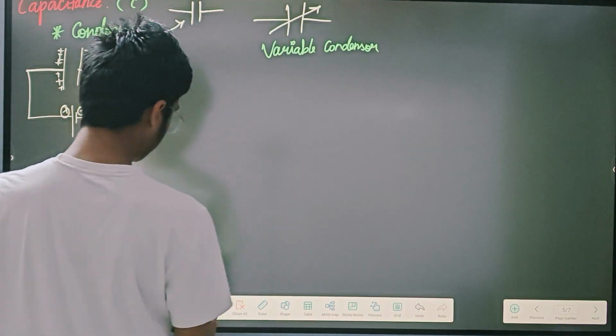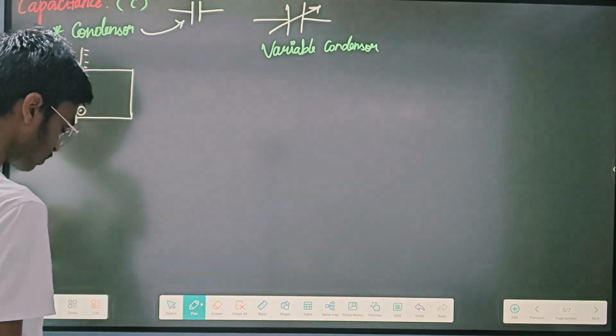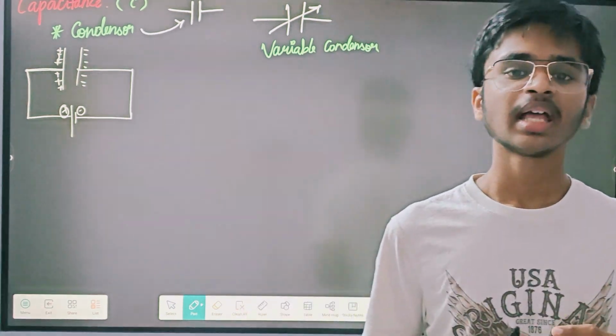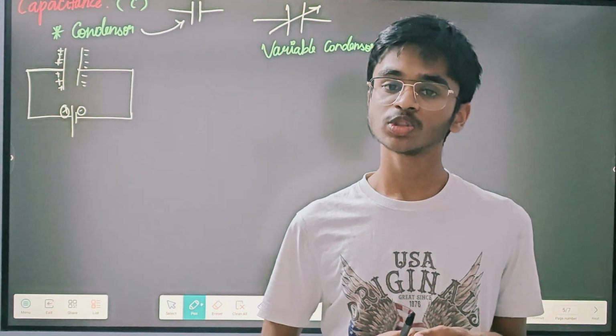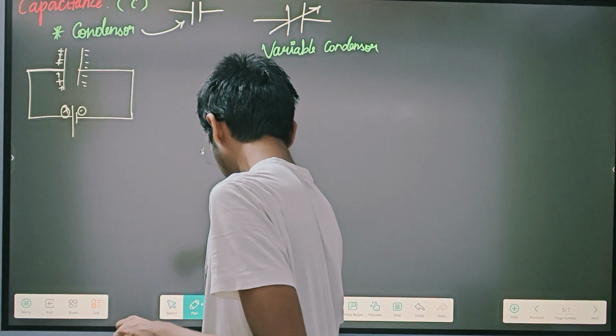After this, we are going to see the formula and the derivation. You have to know this one thing: if charge is high, then automatically voltage will also be very high.